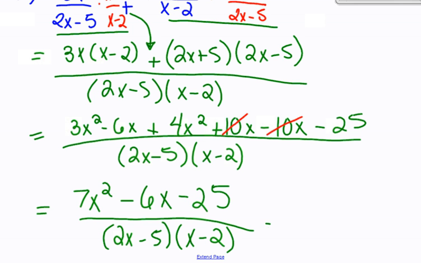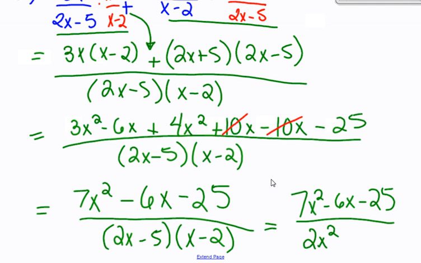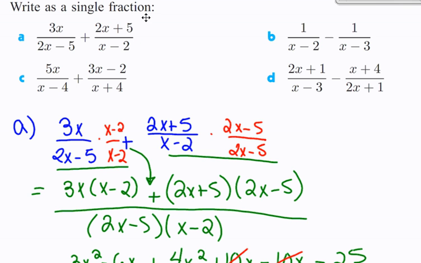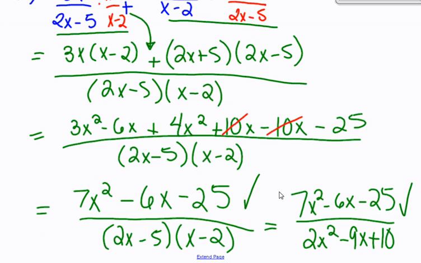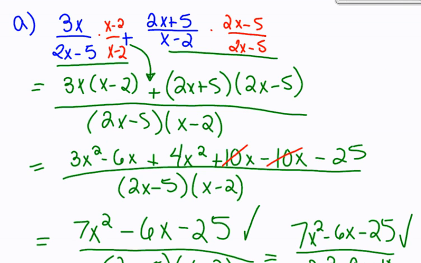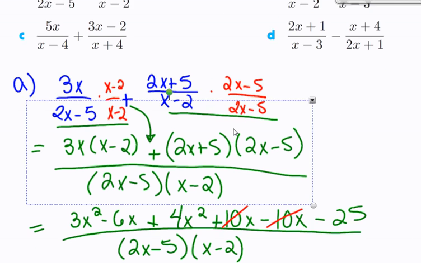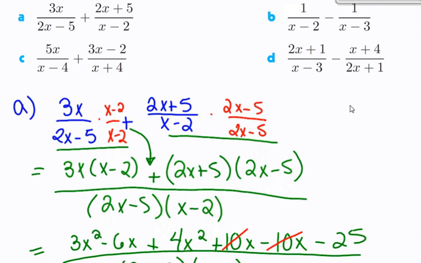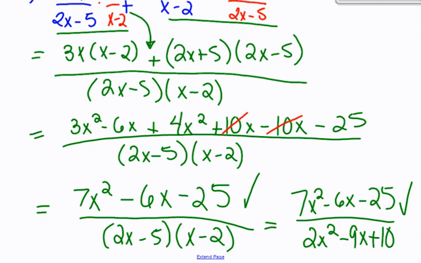Either way is fine. So you get 7x squared minus 6x minus 25 over 2x squared minus 5x minus 4x gives us minus 9x plus 10. So either one of these is good. And if you want to just check with the solutions on the next page, we can also. I'll do one more. I'll do letter B, and then if you could do the rest of the examples and check them with the solutions. Right, so looking at letter B, we've got 1 over x minus 2 minus 1 over x minus 3.